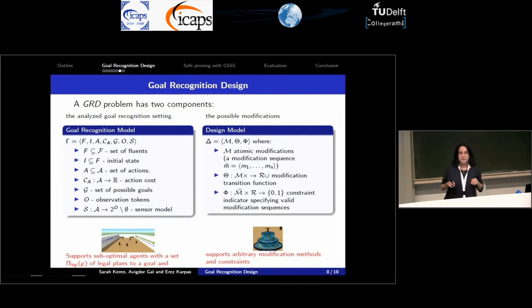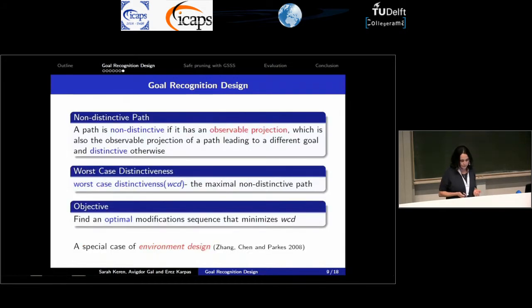The second element is the design model. The design model defines what are the modifications that we can apply to the environment, the atomic modifications, the transition function defining what would be the effect of a modification, and a constraint function. Now, defining this already allowed us to view the constraints that we imposed so far in a more general context, but also the behavior of the agents in a more general context. We now account for arbitrarily defined plans.